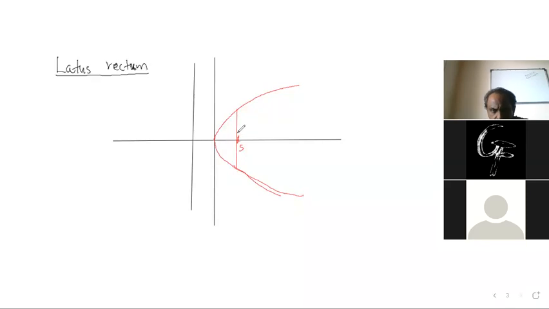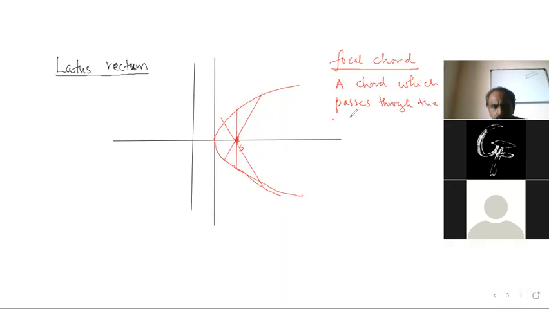What is this focus? Any chord passing through the focus. But don't write for a minute, okay? This is a chord passing through the focus. This is a chord passing through the focus. These chords are called focal chords. So what is a focal chord? A chord of the parabola which passes through the focus is called the focal chord.